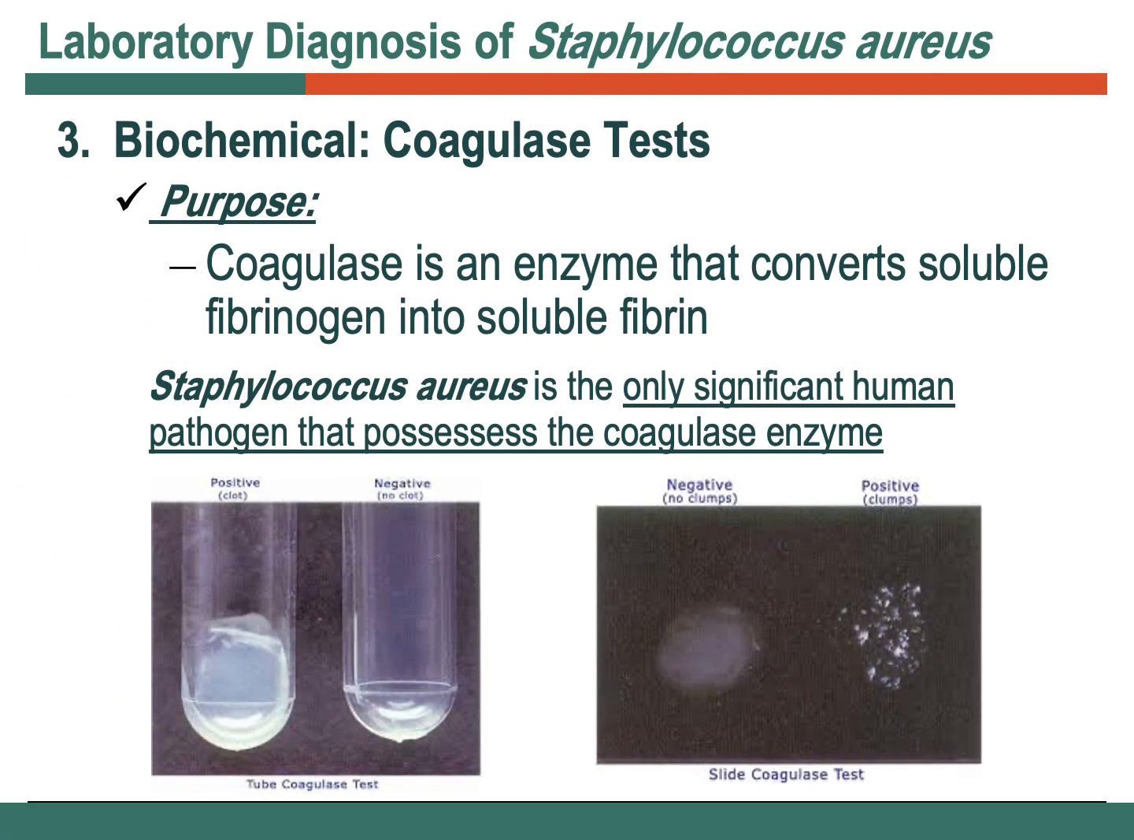Coagulase test, class, the purpose for that is coagulase is an enzyme that converts soluble fibrinogen into insoluble fibrin. Again, this is the main principal virulence of your Staphylococcus aureus. Staphylococcus aureus is the only significant human pathogen that possesses the coagulase enzyme. So you have two types of coagulase: cell-bound coagulase and free coagulase. These are detected using different methods. For the coagulase test, you have the tube method and the slide method.